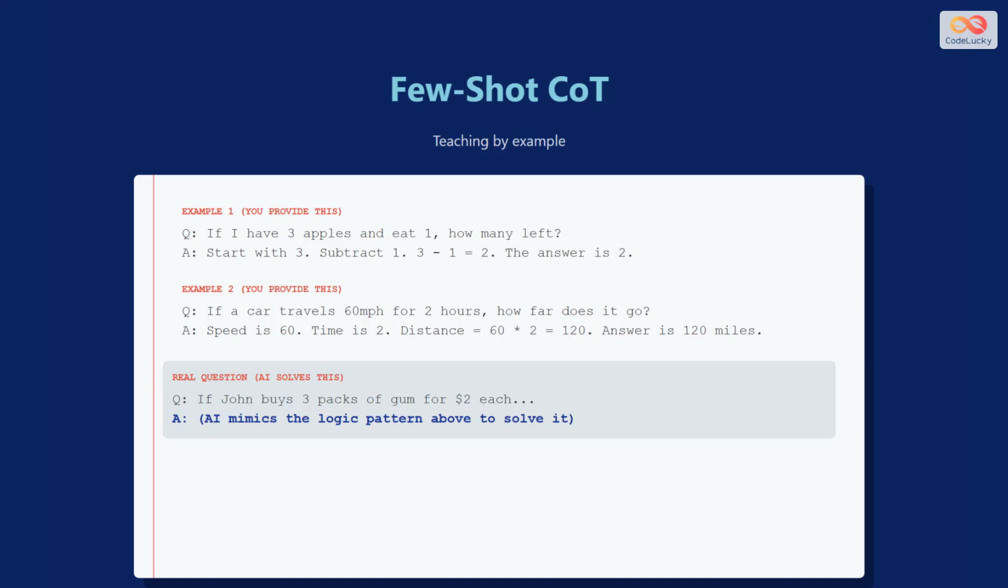For even harder problems, we use few-shot chain of thought. This means showing the model examples of how you want it to think. By providing 1 or 2 examples of a question, followed by a step-by-step explanation, the model learns to mimic that pattern for the new question you ask it.